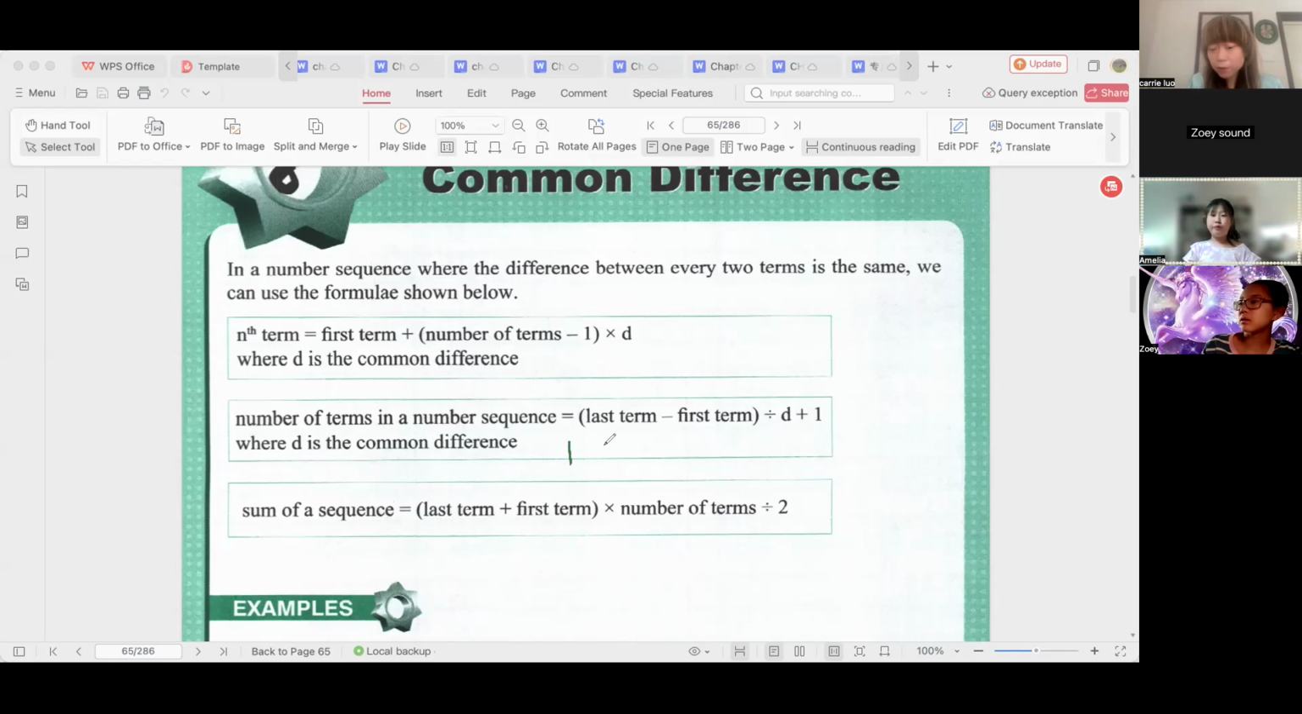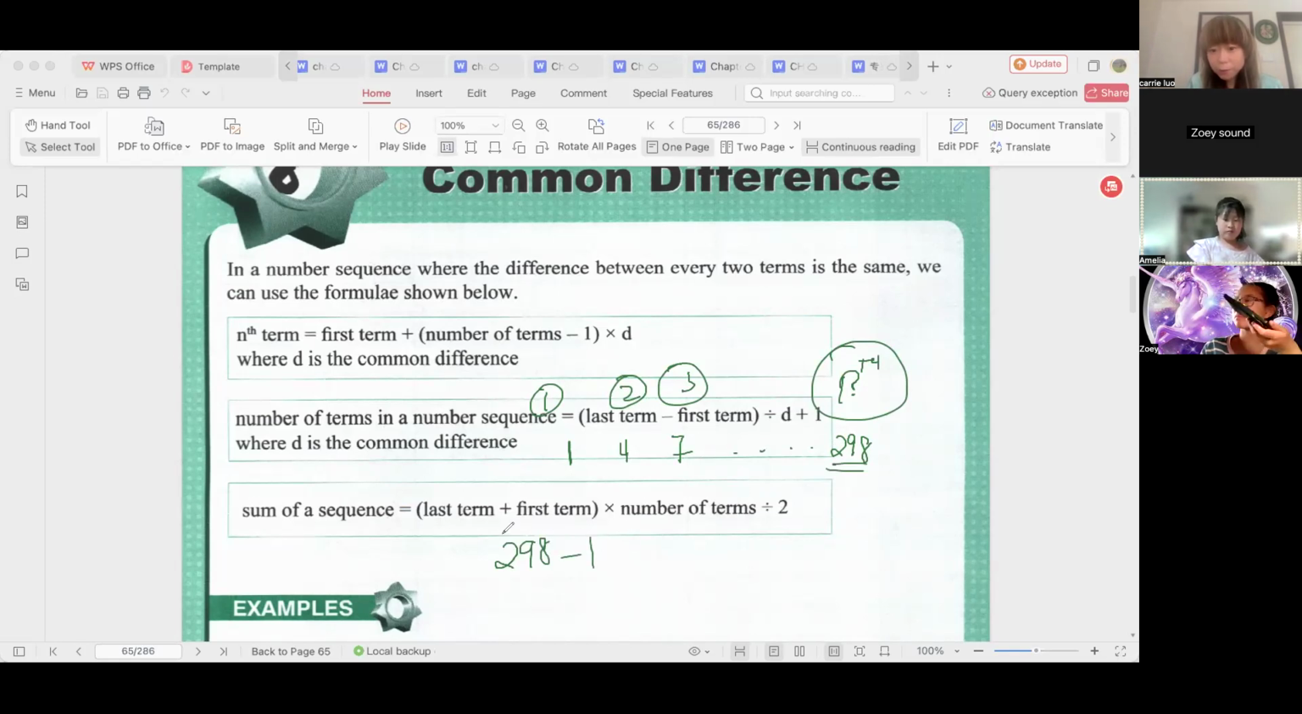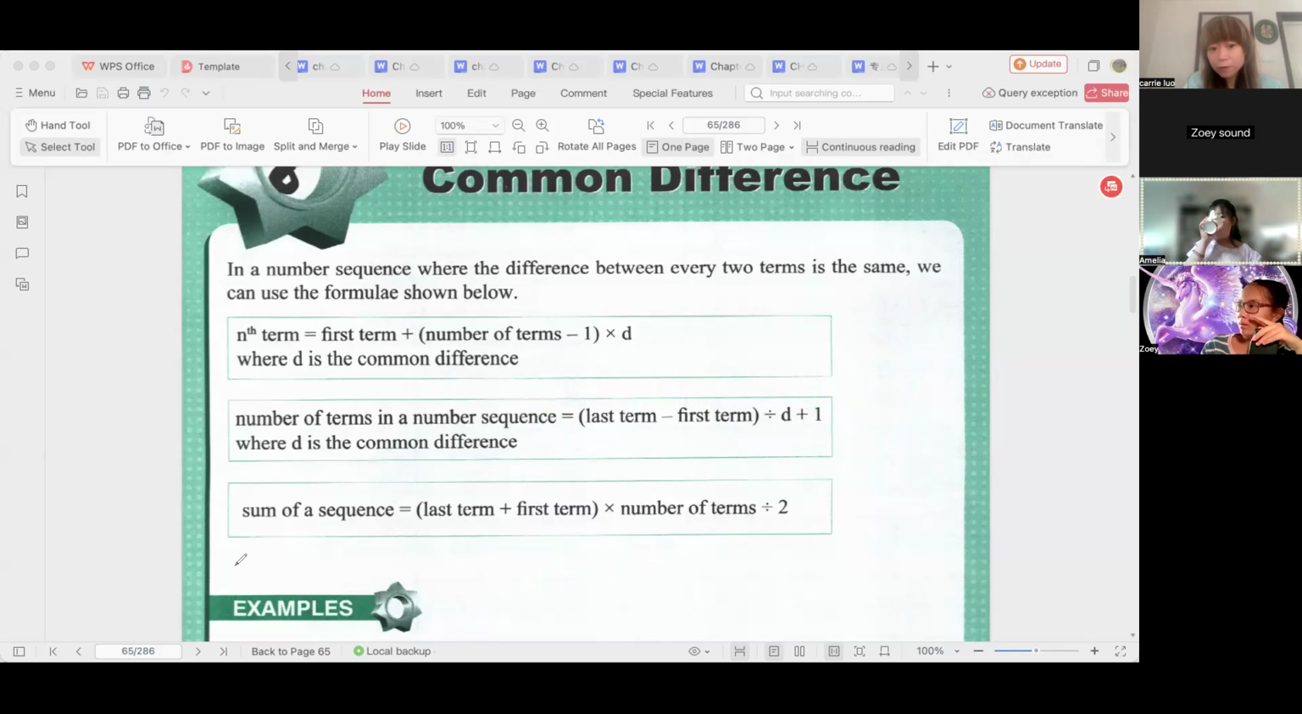The same thing, okay? So we know the first one is 1, the second one is 4, the third one is 7, and the last one is 298. Could you please tell me how many terms there are? I know this one's first, this is second, this is the third. So how do we do it? 298, the last term, minus the first term, divided by the difference, plus 1. Get it, Amelia? Okay, so let's take a look at the last formula. The sum of a sequence equals (last term plus first term) times number of terms, divided by 2.